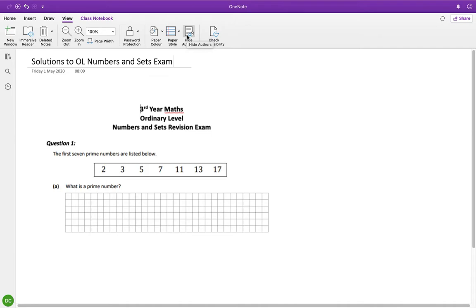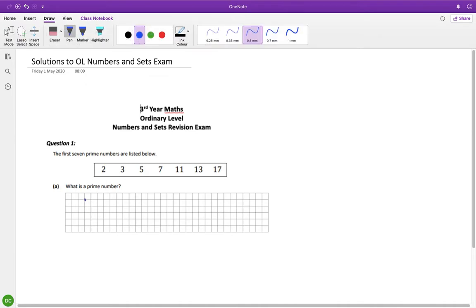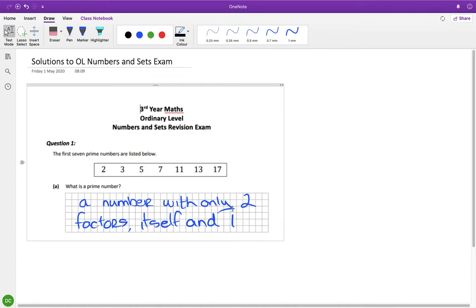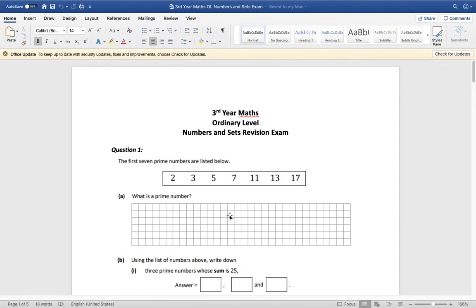A prime number is a number with only 2 factors: itself and 1. Okay, so that's just one that needs to be learned off. That's the definition of a prime number.